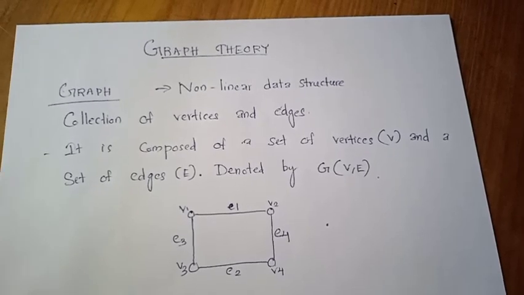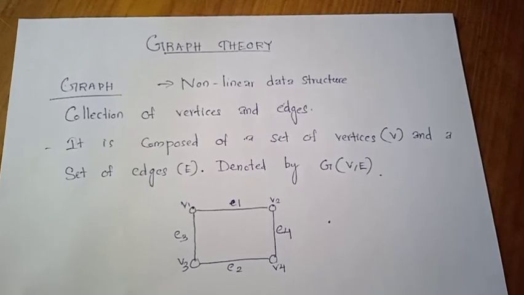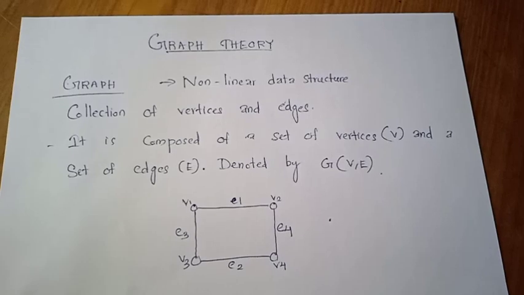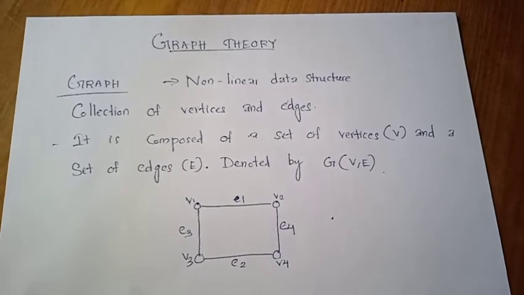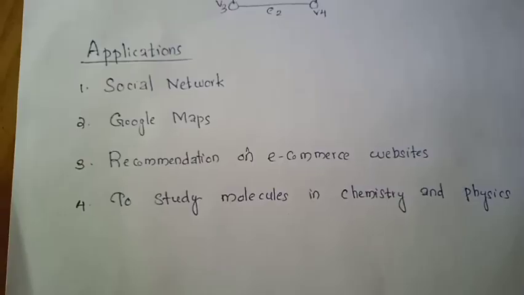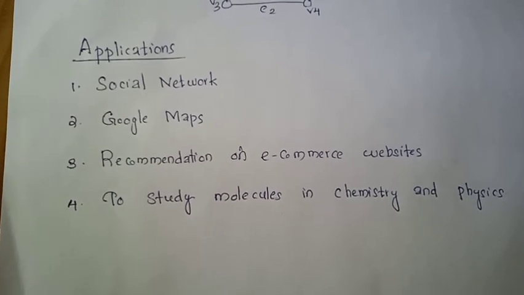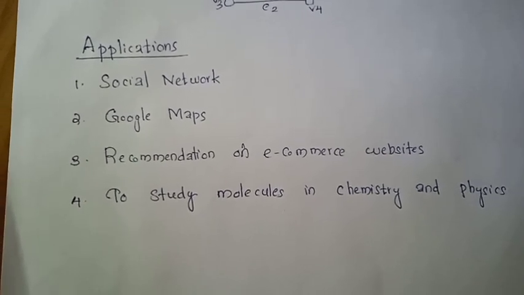Here is an example of a graph. There are four vertices and four edges in this graph. Graph data structure is widely used in real life applications.